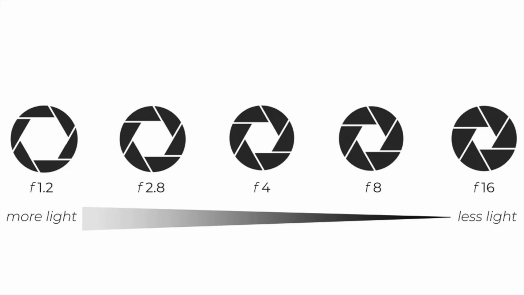Here's the twist, and this is where it can be a little confusing. The lower the f-stop, the bigger the aperture. The higher your f-stop, the smaller the aperture. For example, f1.8 is often referred to as being wide open, meaning it's letting in a lot of light, whereas f16 means a tiny opening with a lot less light.